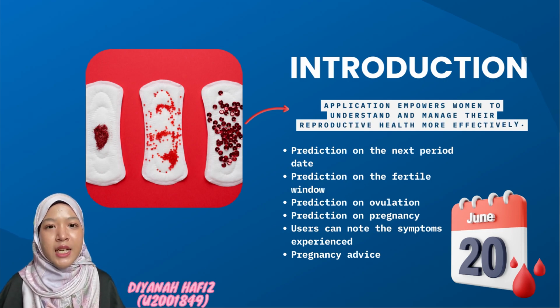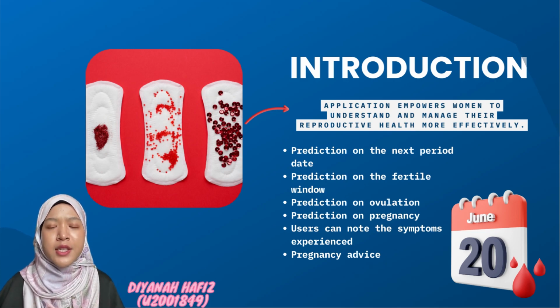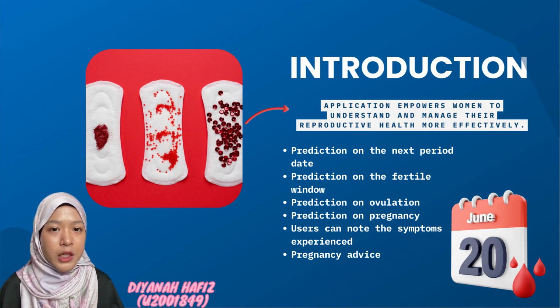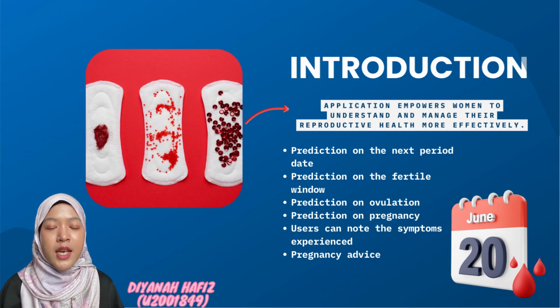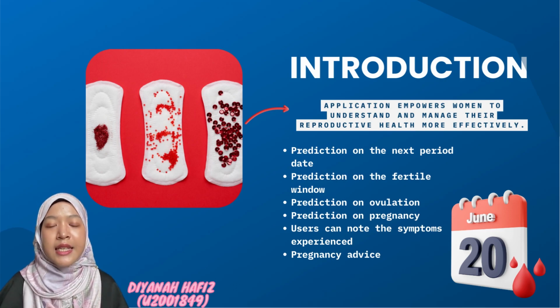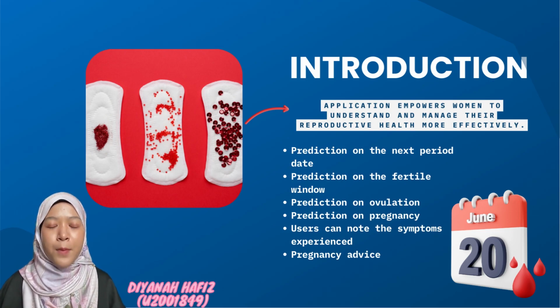The Women's Period Tracker is a digital tool that enables users to record and monitor various aspects like prediction on the next period, prediction on the fertile window, prediction on ovulation, prediction on pregnancy. Users also can note the symptoms experienced and also get a little pregnancy advice. By providing accurate prediction and personalized insight, this application empowers women to understand and manage their reproductive health more effectively.